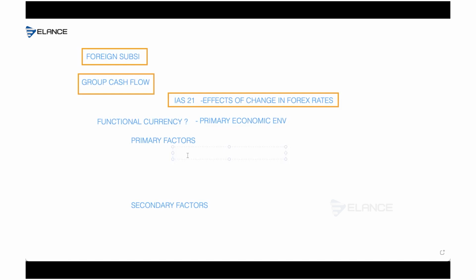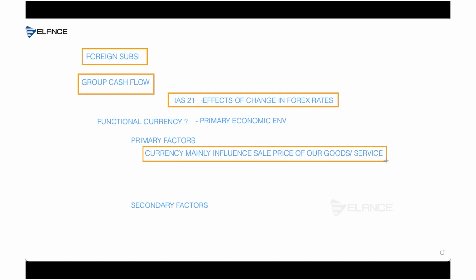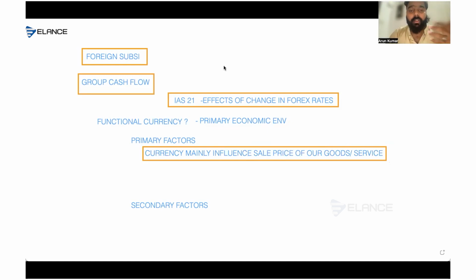The first one was the currency that mainly influences the sales price of our goods or service. Let's say if there are any major changes happening in the UK governing body or in the European Union, we can see those changes directly in our ACCA fees as well, right? Because we know the functional currency of ACCA as a company will be pound. This is how we identify the functional currencies.